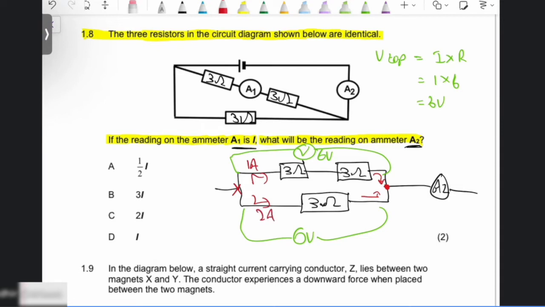So now we should definitely know what our actual total current is going to be. The total current here is going to be 3 amps. So what we're saying is that if this is I amps, this would actually be 2I amps, because it's going to be double. And then the total current in A2 is just going to be 3I. So option A is B. Any questions, guys? Please let me know, yeah?